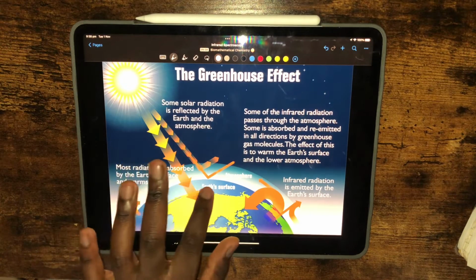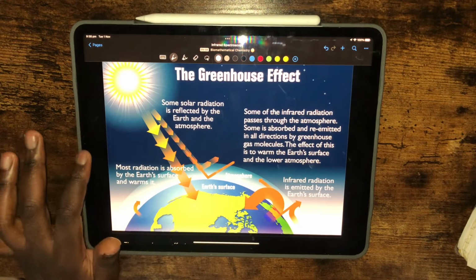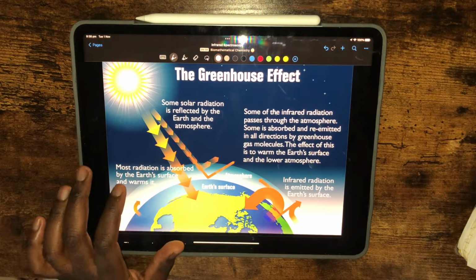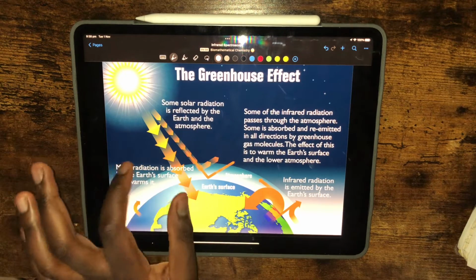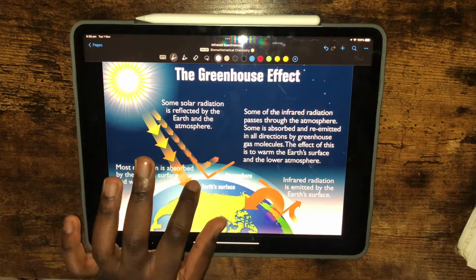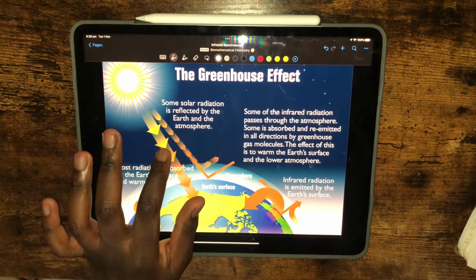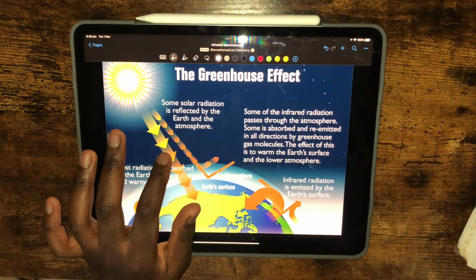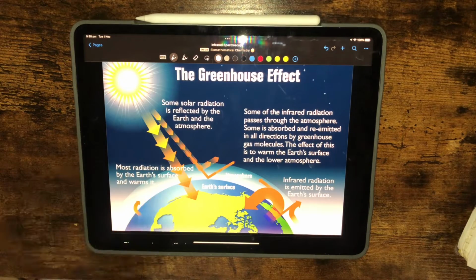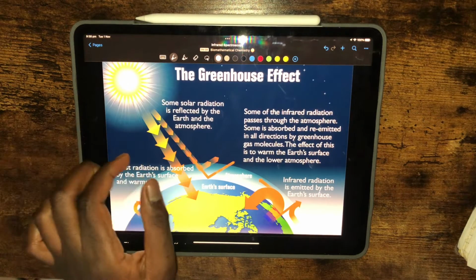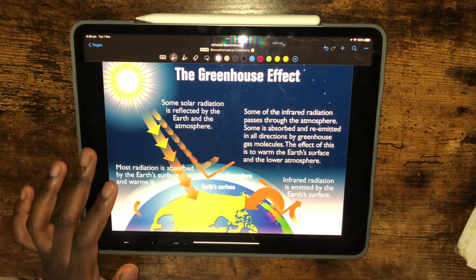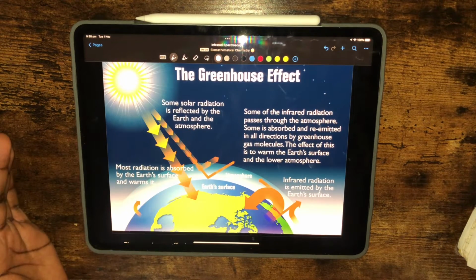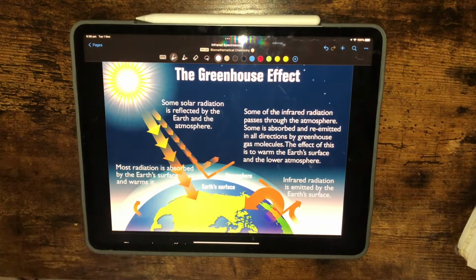Most of that radiation is absorbed by the Earth's surface and warms it. Some solar radiation is reflected in the atmosphere, instantly off the atmosphere, and that's usually clouds. Antarctica reflects the most radiation back, and that's because it has a white surface, if you know about physics.